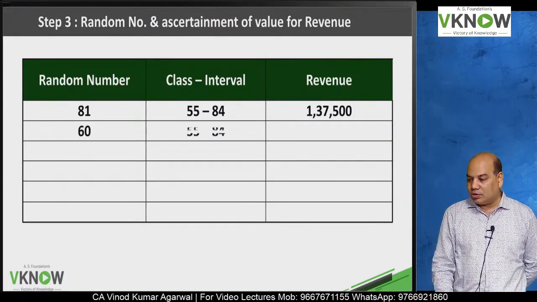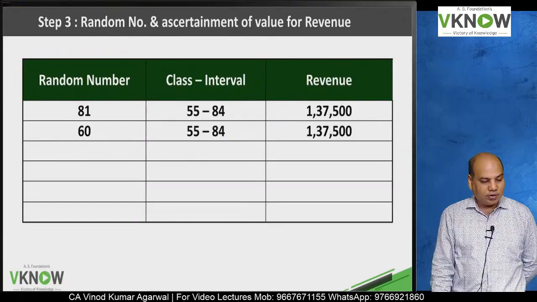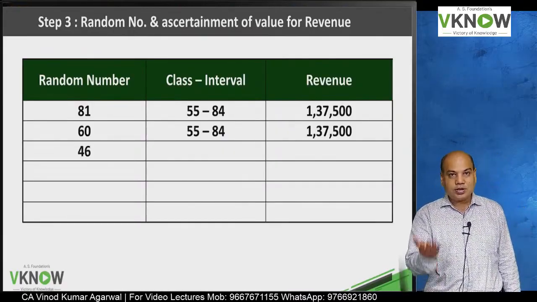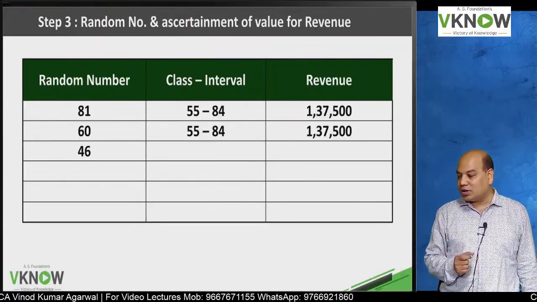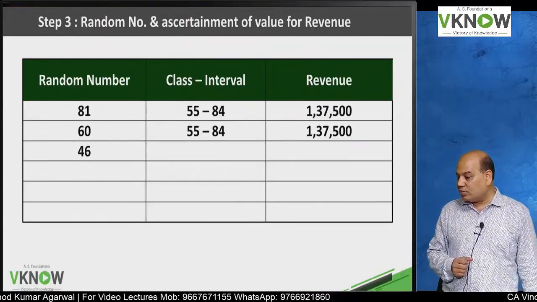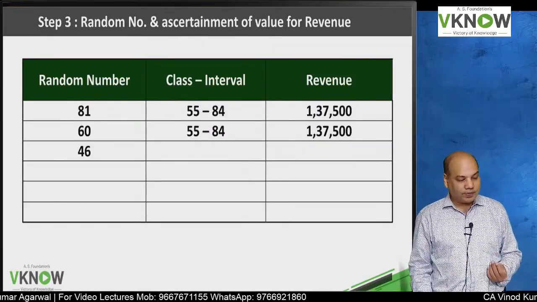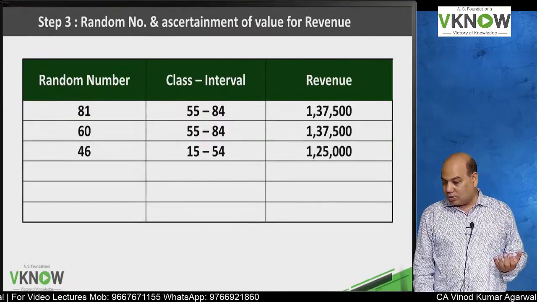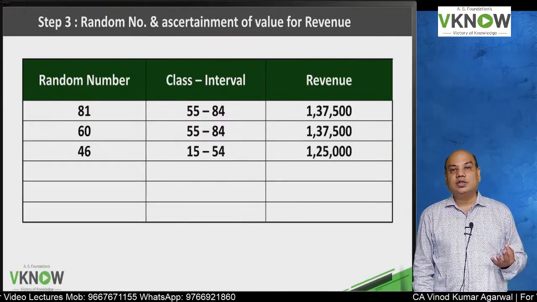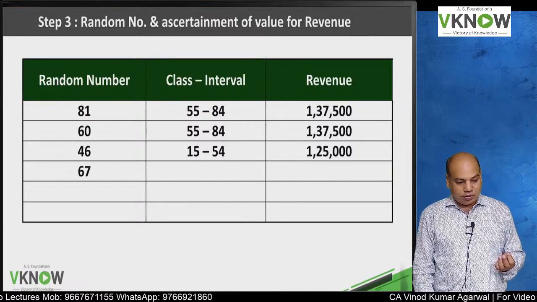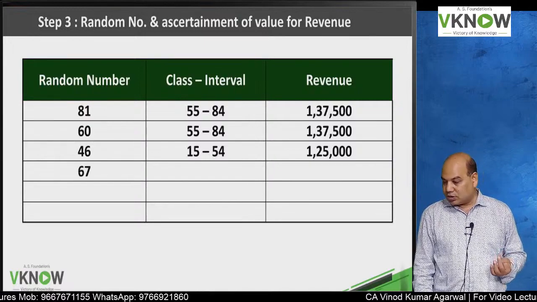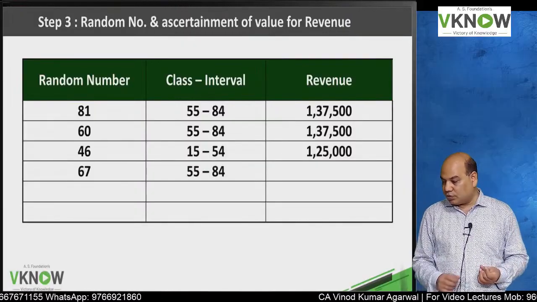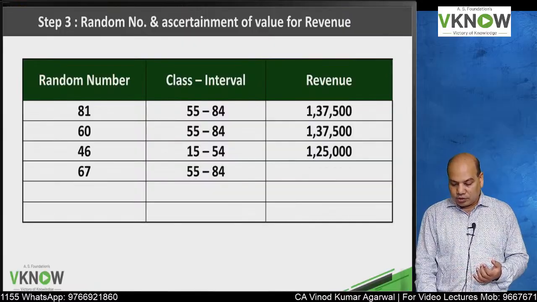60. I think 60 will also fall in the same class interval. So 60 will also have the same answer. 46. What is the class interval for 46? 15 to 54. Very good. And what is the revenue for this class interval? 1,25,000. Very good. 67. 67 will again fall into 55 to 84 only, and the answer is the same.